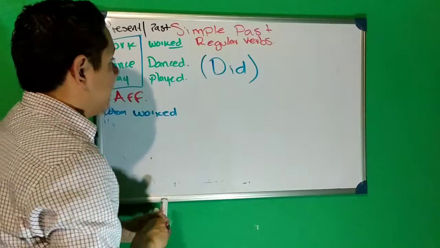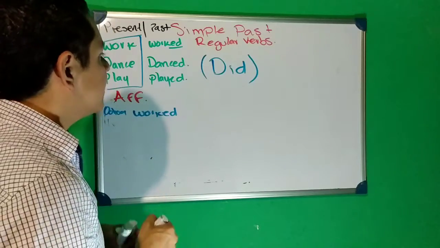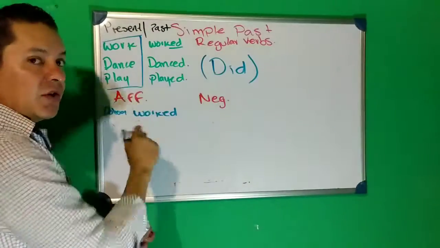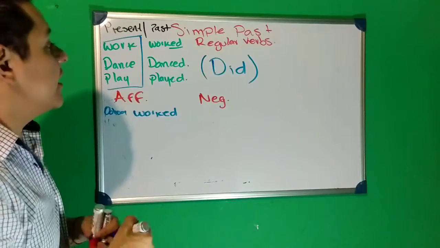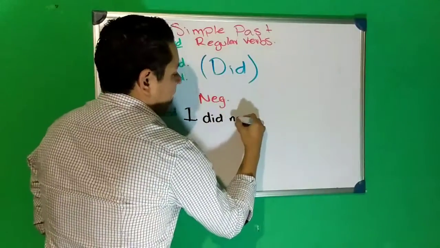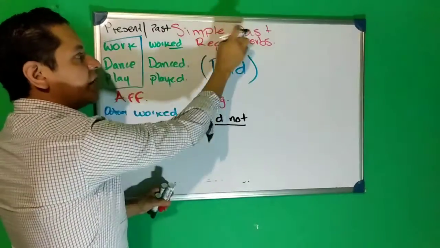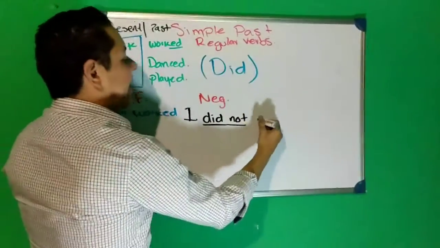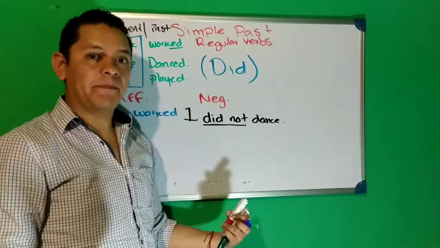How is this? For negative, okay, now we're going to write negative sentences. This is just a review, remember, okay? So I'm going to use only one example of each. For example, for negative sentences, yes, I'm going to do the next. I did not. Yes, it means that we're using the simple past. That's why we're going to use the verbs in present, okay? For example, I did not dance. Yes, I did not dance at the party.